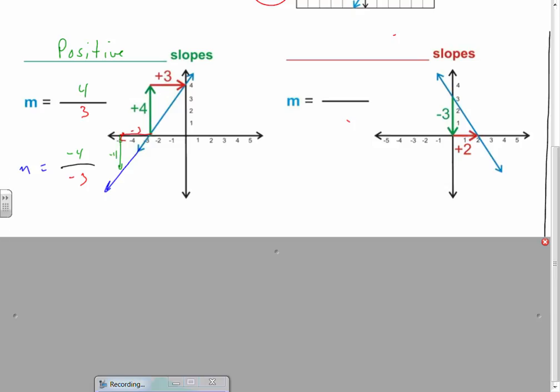Okay. Now, if you look to the right, then this is obviously going to be a negative slope. We can have negative slopes. Notice how you go left to right.